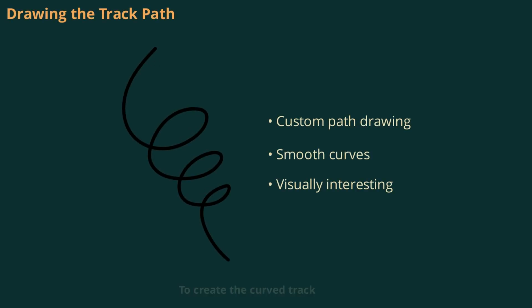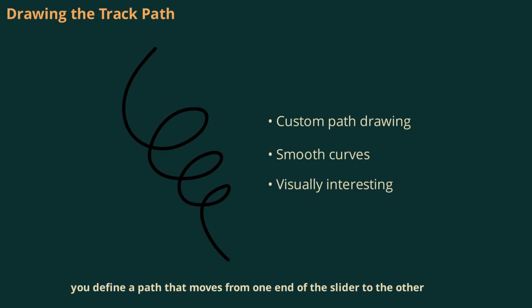To create the curved track, you define a path that moves from one end of the slider to the other with a smooth curve at the thumb's position. Using cubicTo, you can shape the path precisely. This approach lets you create visually interesting sliders that go beyond straight lines, adding a sense of motion and depth to your UI.